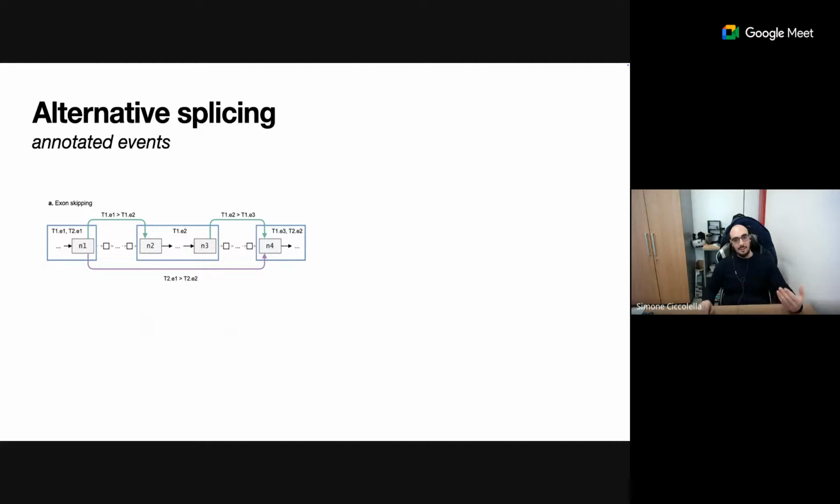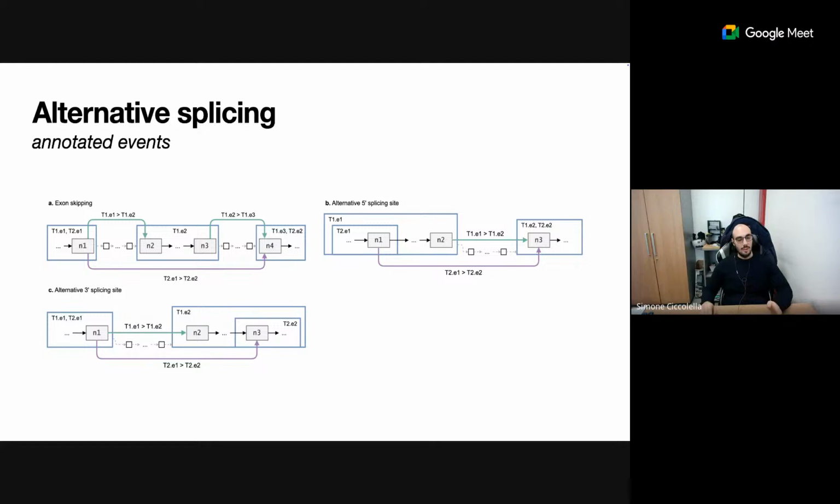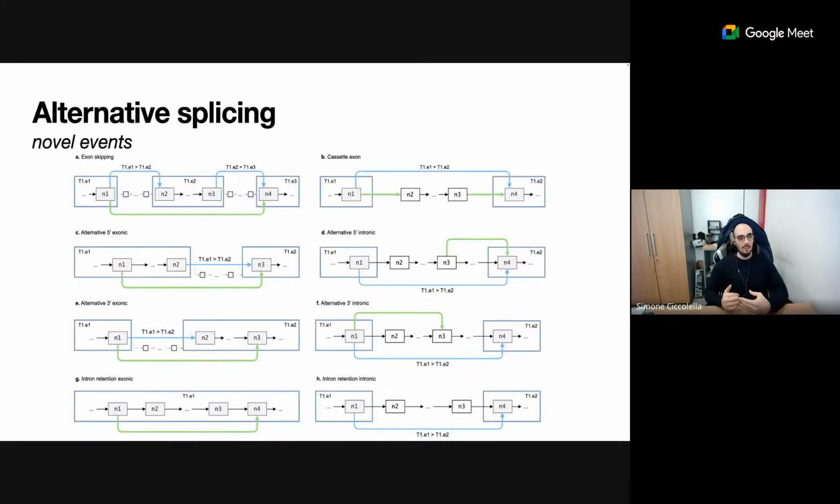So we have exon skipping, we have the 5' splice site that you see is expanding on the right. Similarly, the 3' is expanding on the left. And intron retention, here we see that we have a bigger transcript that comprises all of the nodes. This is for annotated events, and we basically get this information from a database, but it also works for novel events, so events that we don't have annotated and that we discover when aligning the reads.